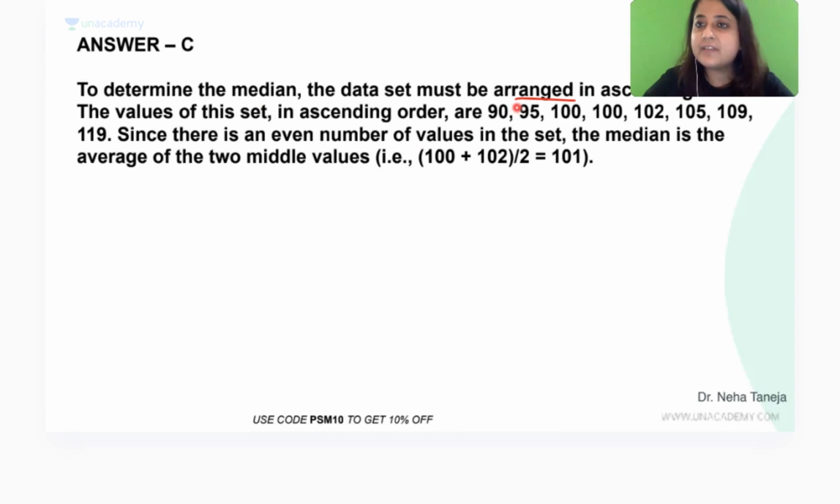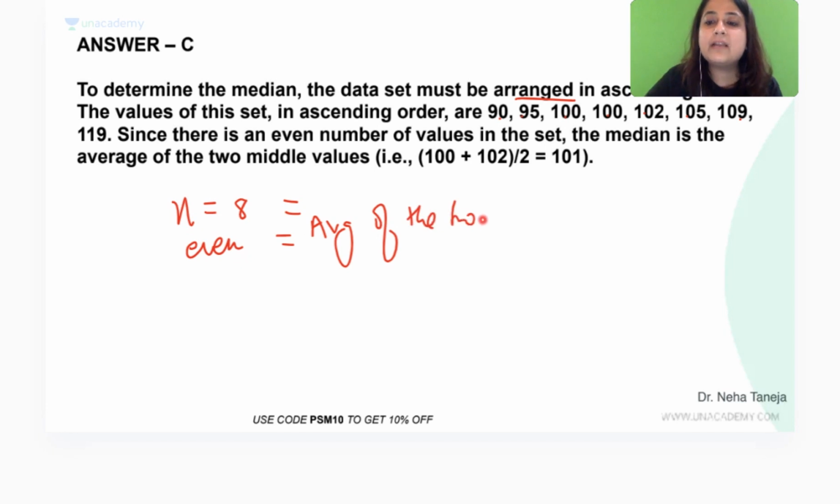Then how many observations total are there in ascending order? 1, 2, 3, 4, 5, 6, 7, 8. So guys, when n is equal to 8, what is your median? Or when n is an even number of observations, what becomes your median? Everyone, it is the average of the two middle values.